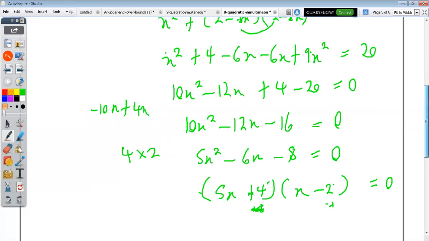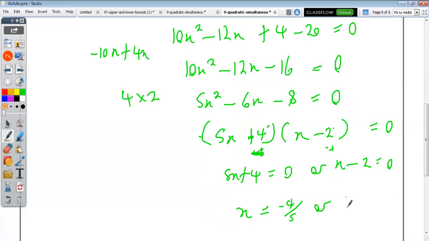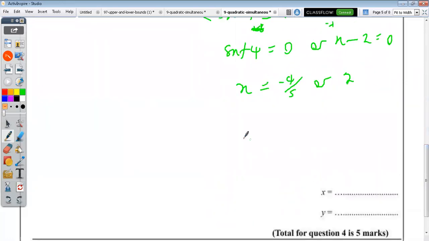Make sense? Now, it means 5x plus 4 is equal to 0 or x minus 2 is equal to 0, which means x is equal to negative 4 over 5, or 2. So again, same table: x, y. So negative 4 over 5, then 2.